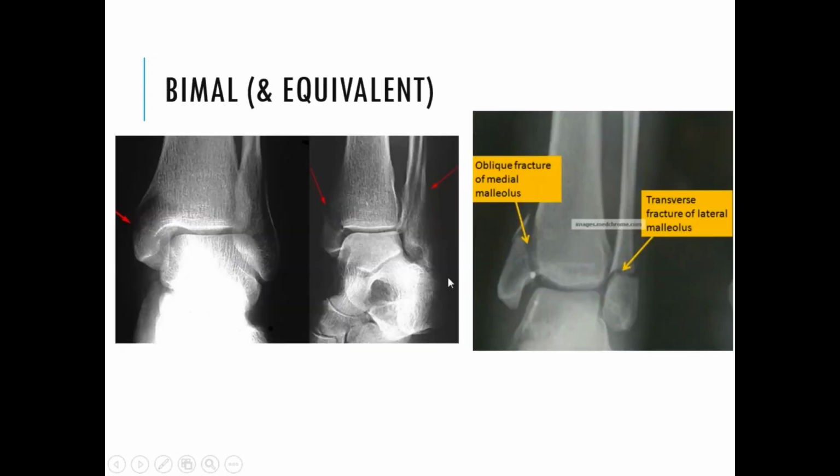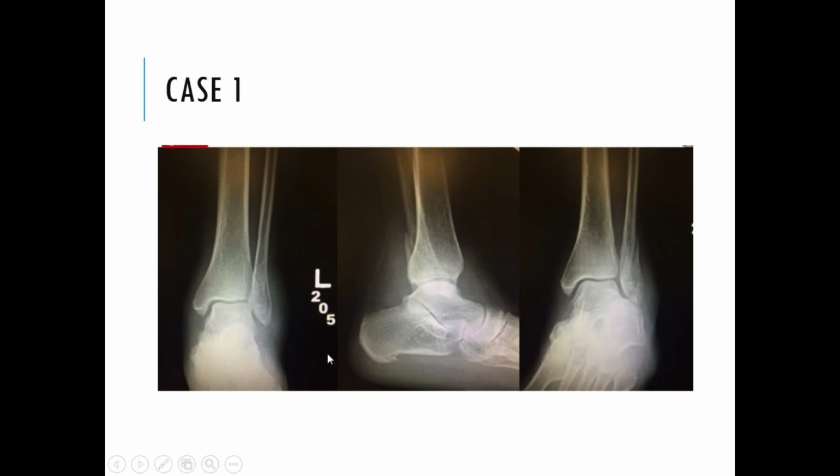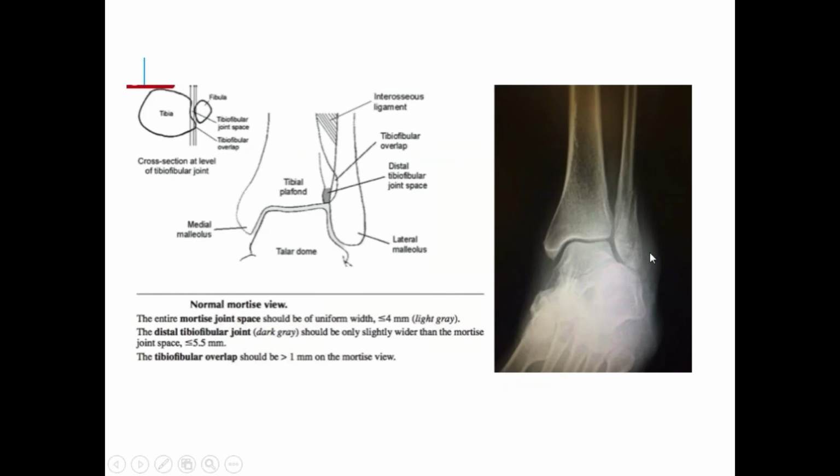So this is what I was talking about earlier. There are some bimals that are very clear and straightforward. So the lateral and medial malleoli are fractured and you're done. But there's a bimal equivalent, and I'll just go through this case and it'll be more clear to you. So this is the first case, and basically there's a fracture at the distal fibula, and then you undergo stress views and you see widening of this joint space.